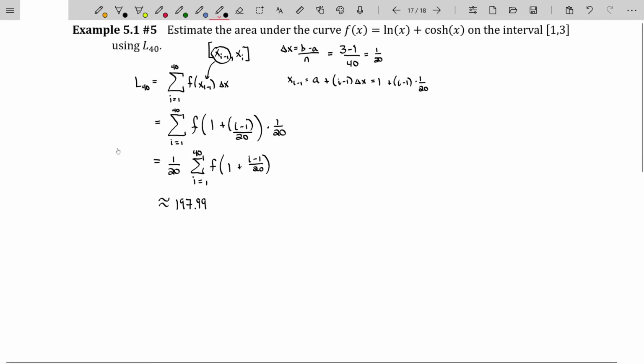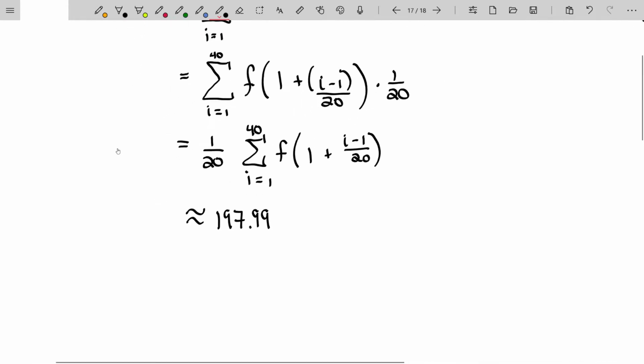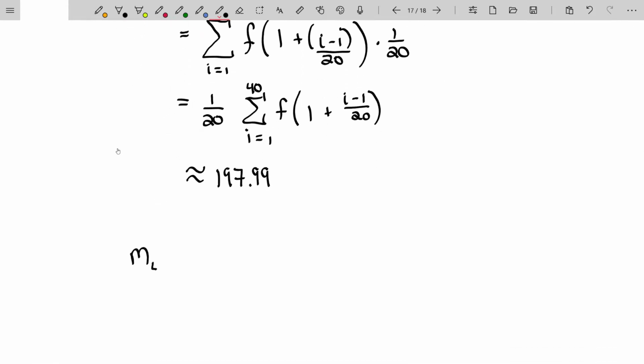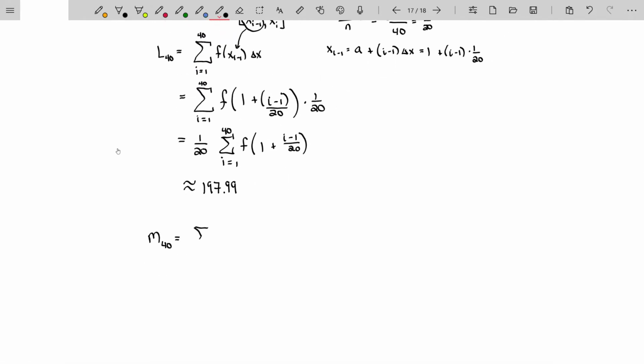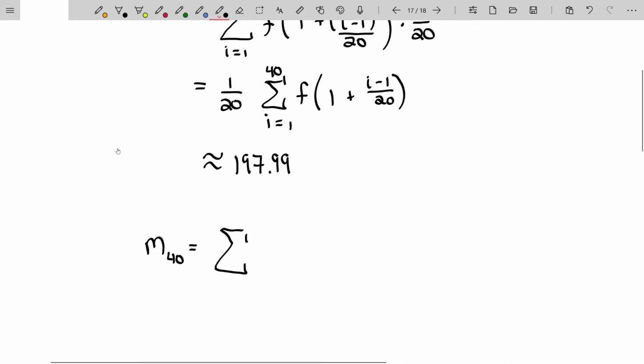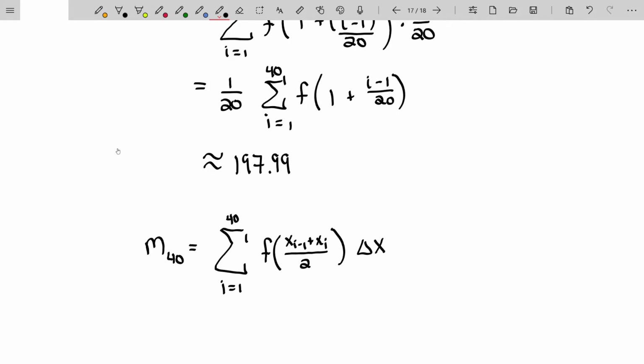Now let's suppose instead that we wanted to compute m sub 40, the midpoint method using 40 slices. Again, I would just say the Riemann sum for that is going to be i equals 1 to 40. We're adding up all those areas. We have some function values times some widths, heights times widths. Sorry, the heights are evaluated at x sub i minus 1 plus x sub i over 2. They're the average x values.